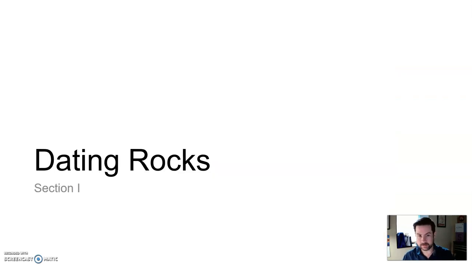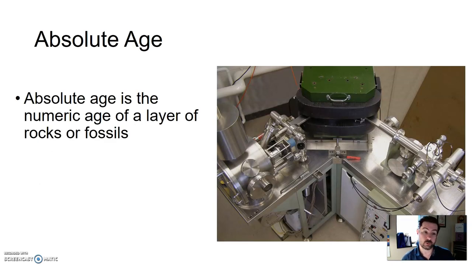When we're looking at rocks or layers of rocks, there's actually three different ways to date a rock, to put some sort of age to it. First is something called absolute age. Absolute age is the exact numeric age of a layer of rock or fossils. For instance, if I were to say my father's age, he's 65 years old, that's an absolute age, putting a number on it. This rock is 2.7 million years old. I'm putting a number on it. So that's an absolute age.